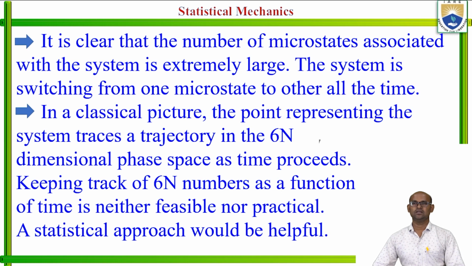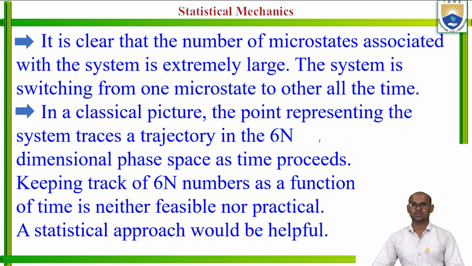So it is clear that the number of microstates associated with the system is extremely large. As I mentioned, at a time t, to specify a microstate we need a string of 6 into 10 power 23 numbers. As time proceeds, the system switches from one microstate to another. So the number of microstates associated with this macroscopic system, the gas, is extremely large.